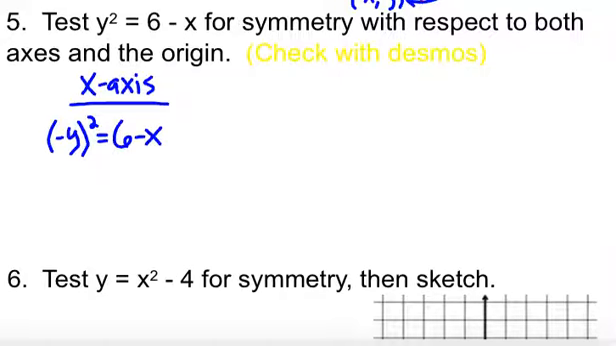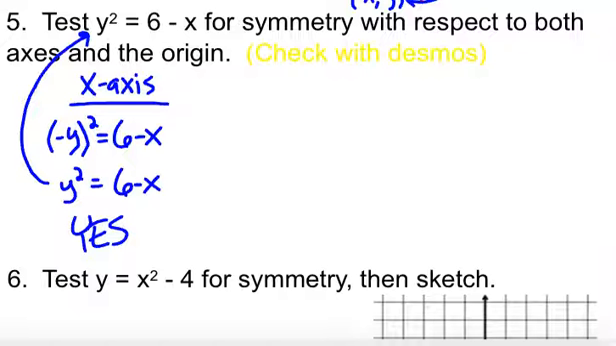Now, we're going to simplify this. What is negative y squared? Well, that's just y squared, because negative y times negative y, the negatives are going to cancel. Now, do you see that this is the same thing as that? Exactly the same thing? So this is a yes. This function has x-axis symmetry. Great work.